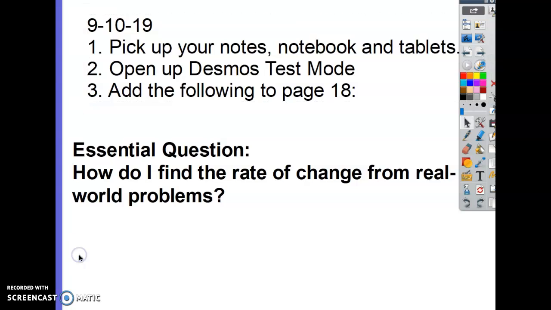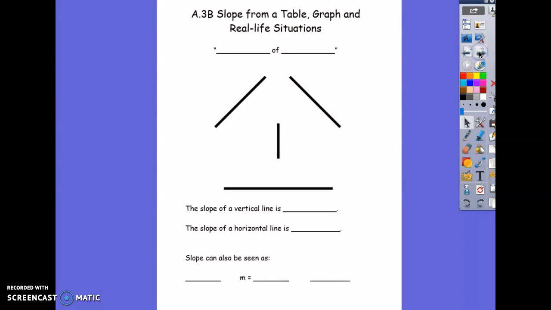Today, the essential question for the day is, how do I find the rate of change from a real-world problem? So the worksheet that we have today is over real-world problems, and it's rate of change. Okay, so you're going to have keywords like per, each, and every. So we're going to write everything down right now.